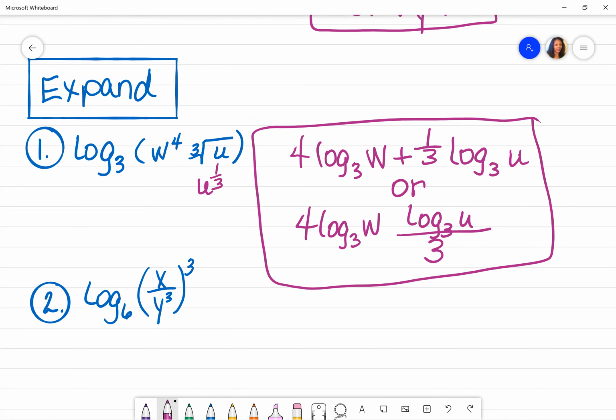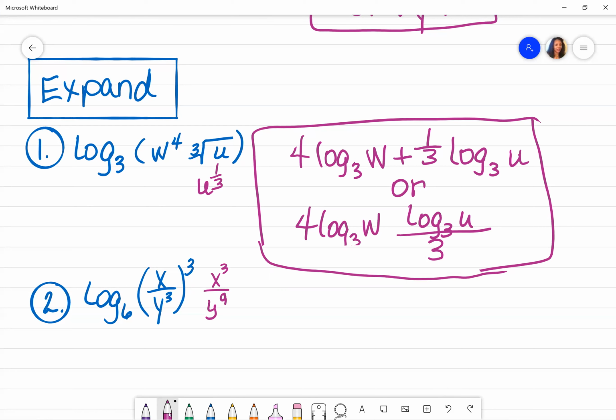Okay, so now the next one, we're going to expand as well. And when I'm expanding this one, this is tricky as well. The entire value is raised to the 3rd power. So I have to keep that in mind. If I want to rewrite it, this is really x to the 3rd power over y to the 9th power. Why? Because 3 times 3 is 9. Whenever you have exponents raised to a power, you have to multiply. So that's what that really is.